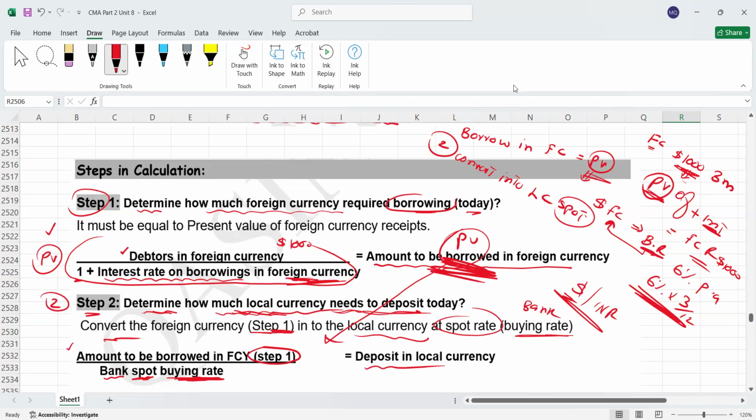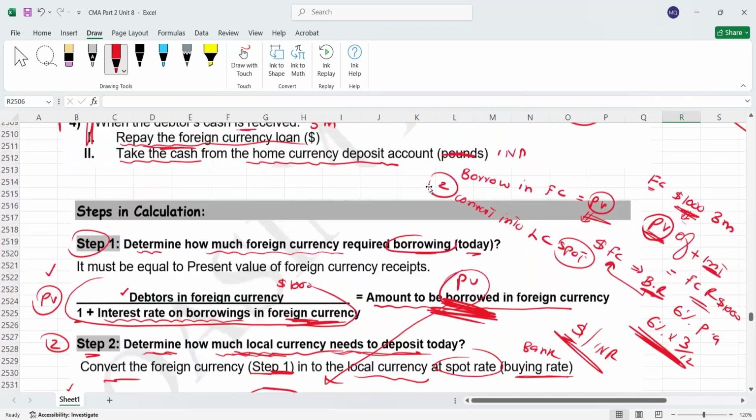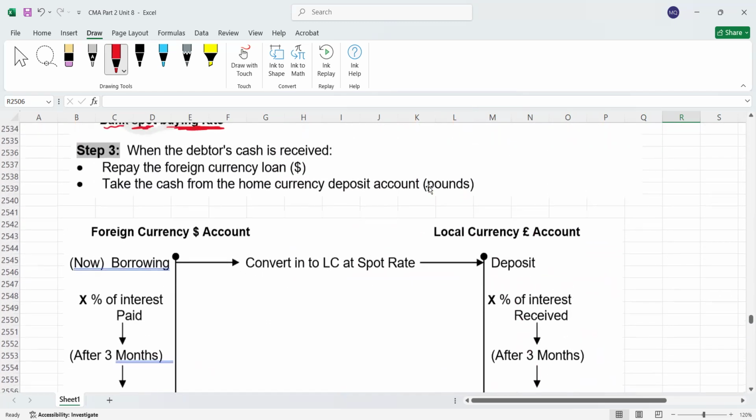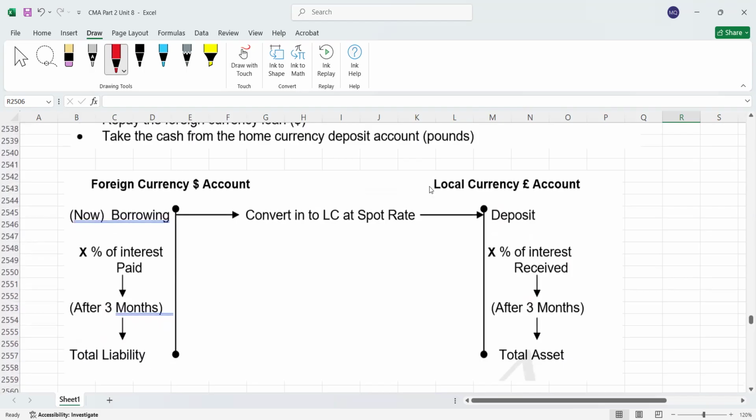So it means we have now answered these two things: how much foreign currency we need to borrow today, then we immediately convert it into local currency, and then this local currency we will deposit. Now I'm going to go through step 3 and 4. So here we go. Step 3 will combine all the calculations. Now you will create two legs. One leg is for the foreign currency account. Don't forget we now have a loan in foreign currency, right?